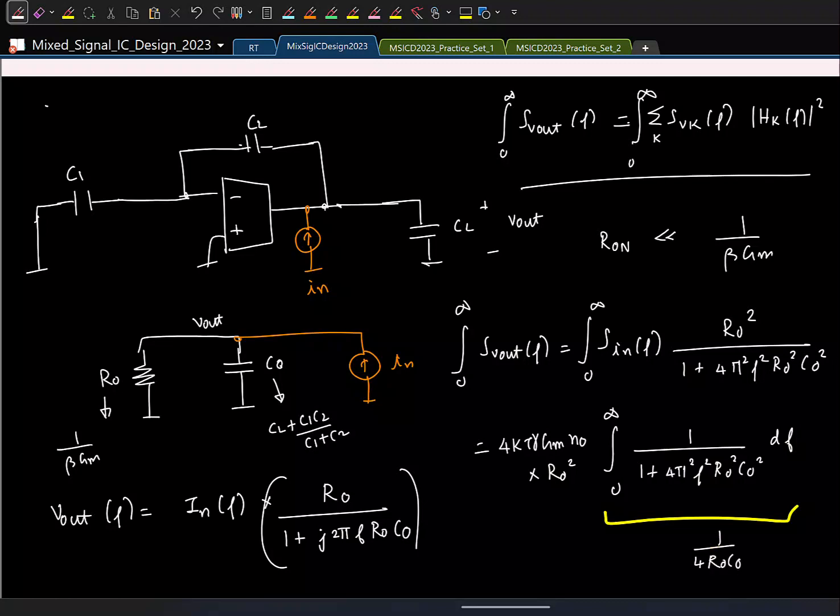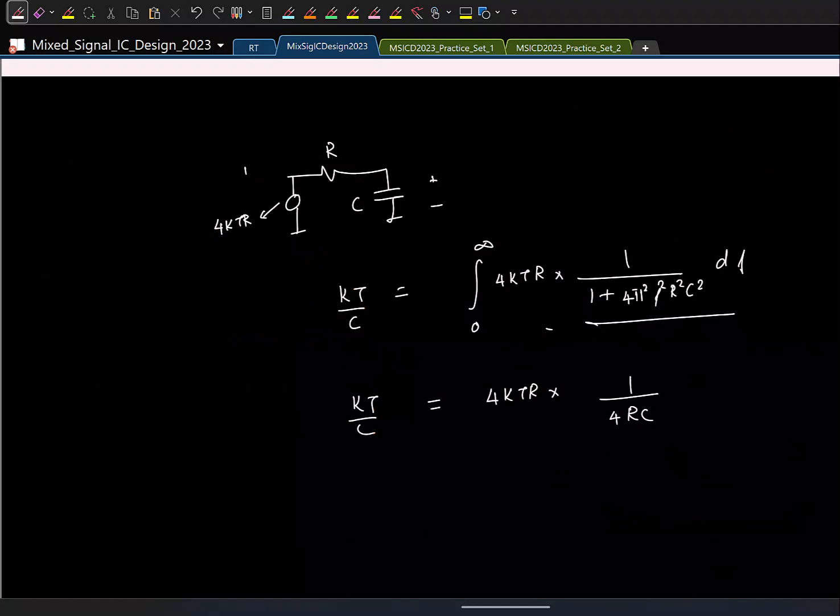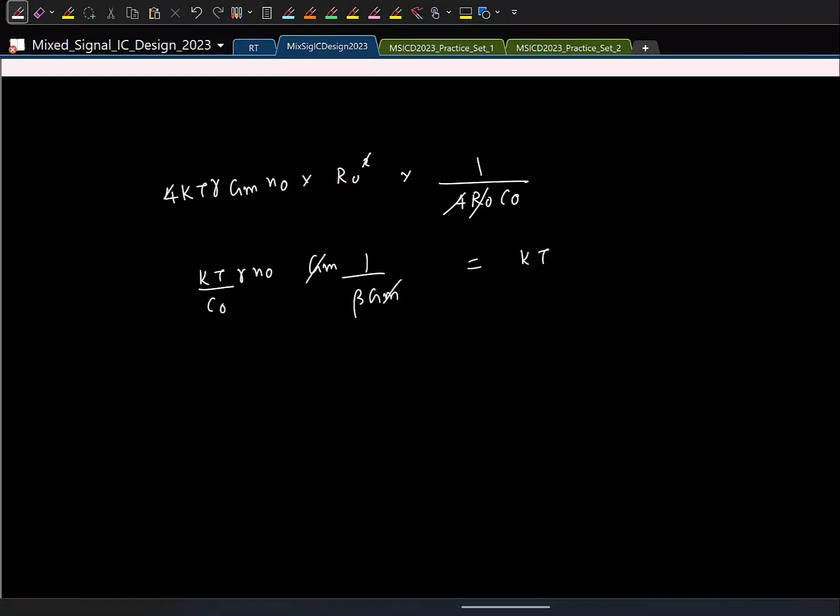Right? I'll have to go to the next page. So I have 4 kT gamma gm times n0. I had an R0 squared, and the integral was 1 by 4 R0 C0. So one R0 goes, 4 goes. This is kT by C0 times gamma n0 gm R0. And what is R0? R0 is 1 by beta gm. So gm goes. So basically we have kT by beta C0 times gamma n0. So this is just the noise in phase phi 2.